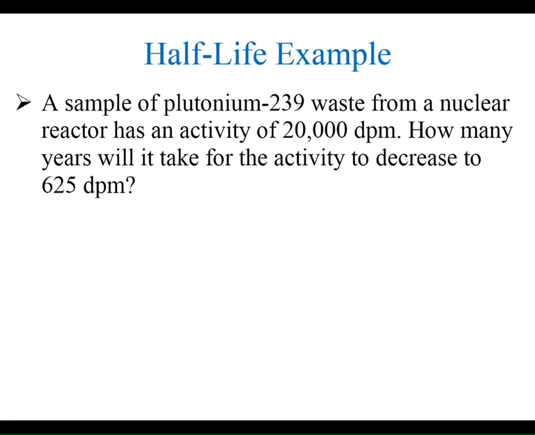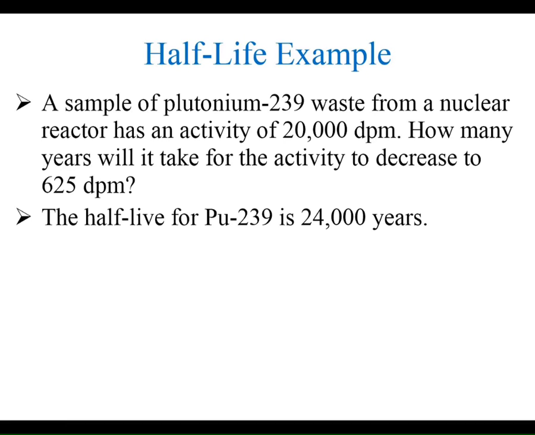Okay, so let's just try one. Let's say we have plutonium-239. That comes out of a lovely nuclear reactor, and you've got to store it somewhere. How many years will it take for the activity, currently spitting out 2,000 times a minute, to get down to 625 times a minute? The half-life for plutonium-239 is 24,000 years. So we're going to do this the old-fashioned slow way here. Sit down so I can write a little. Excuse me.